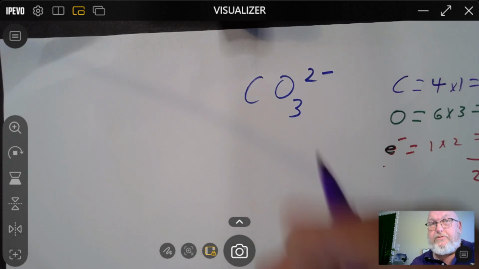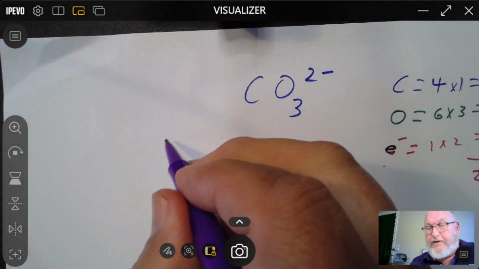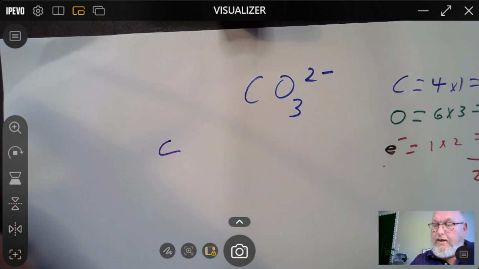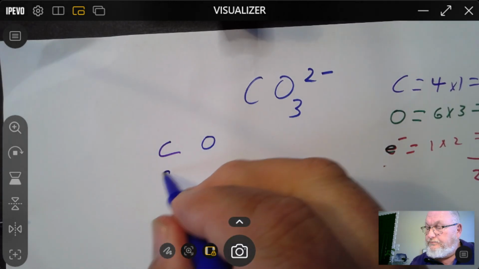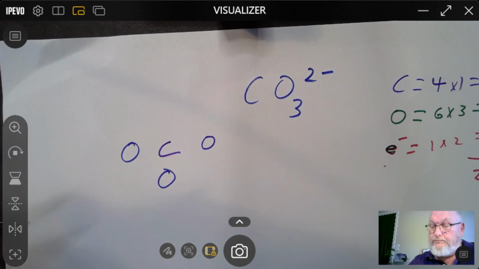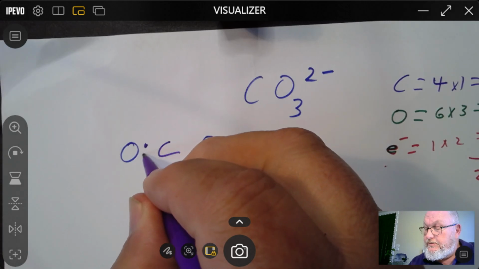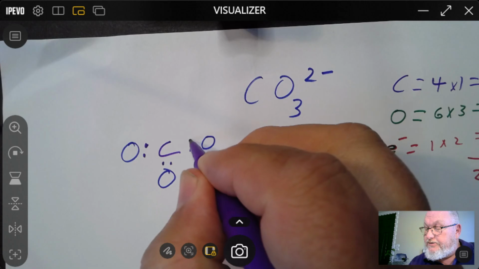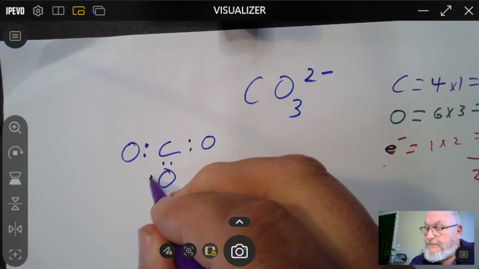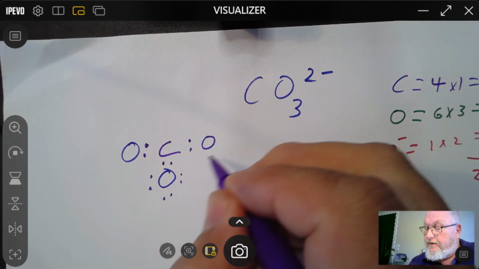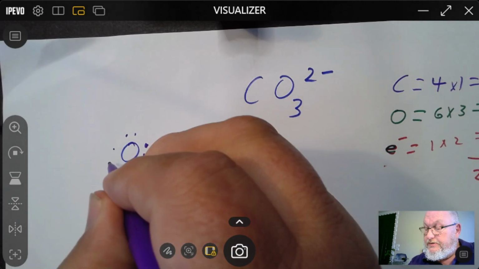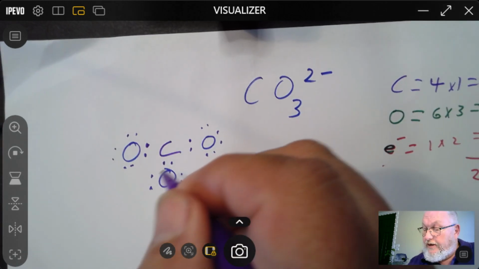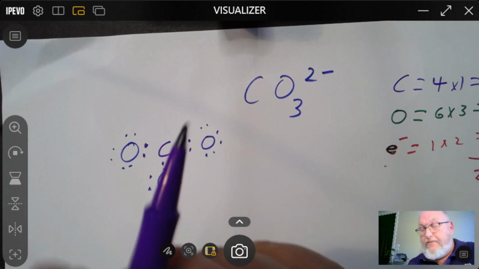All right, so our central atom there would be carbon, and then we have 3 oxygens around it. Of course, we want to draw some electrons. So let's put 2 electrons there, 2 electrons there, there, there, there, to make an octet around the oxygens. All right, so I have 8 there, 8 there, 8 there. That's 24.